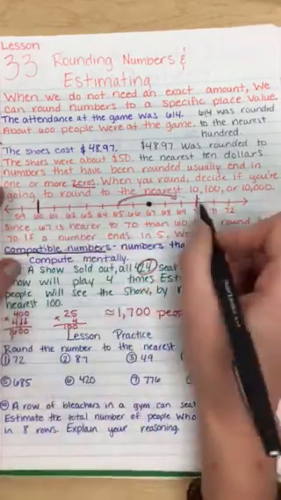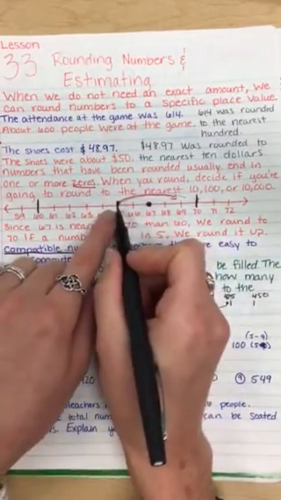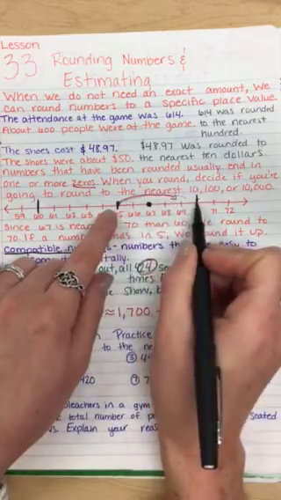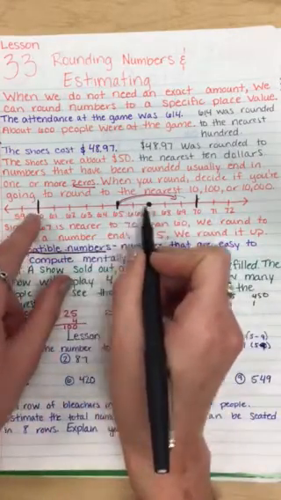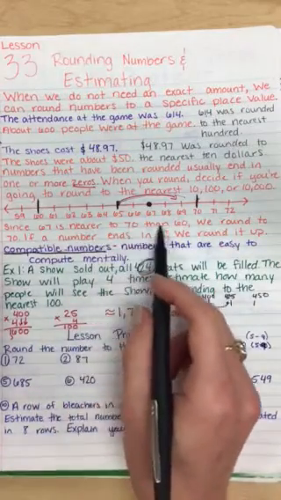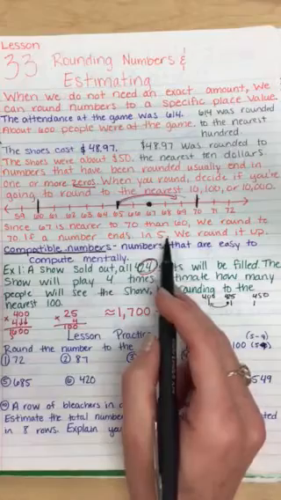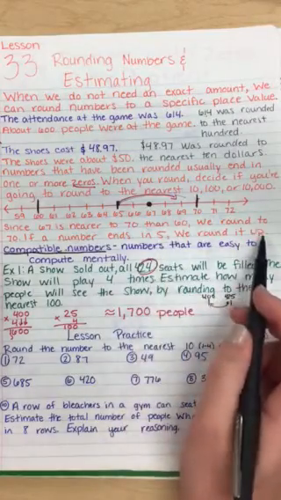Here's 60, here's 70, here is 65, which is halfway in between, so you can see that it's closer to 70 than it is to 60. So we'd round it up to 70. 67 is nearer to 70 than 60, so we round it to 70. If a number ends in a 5 or higher, we round up.